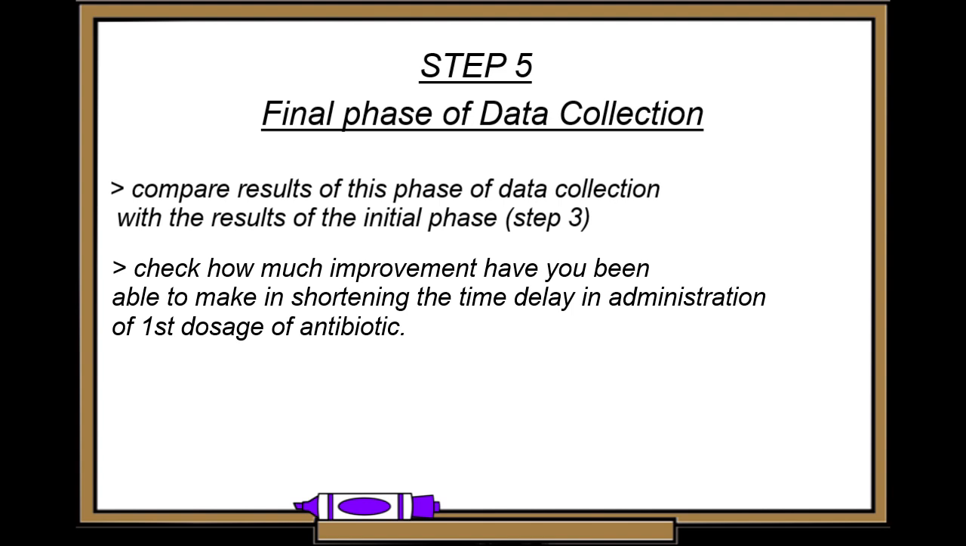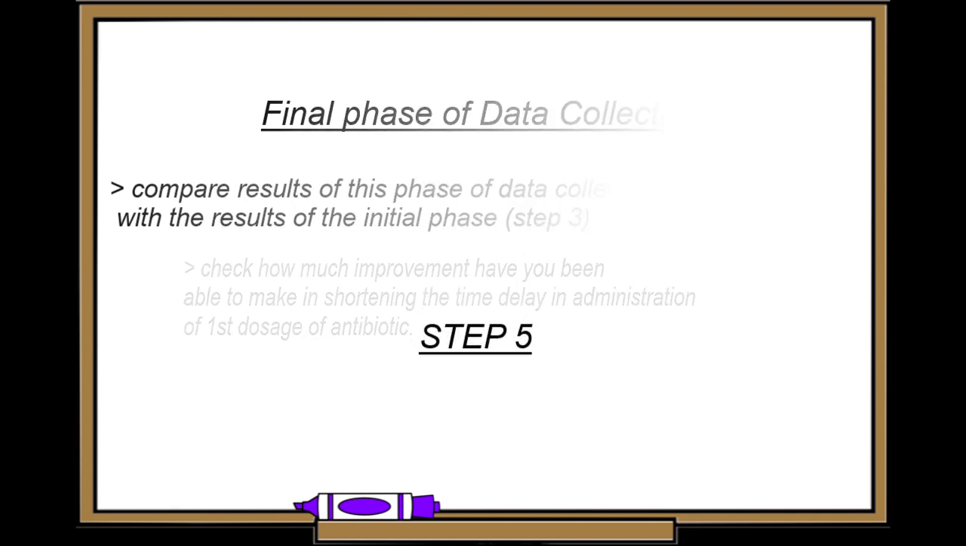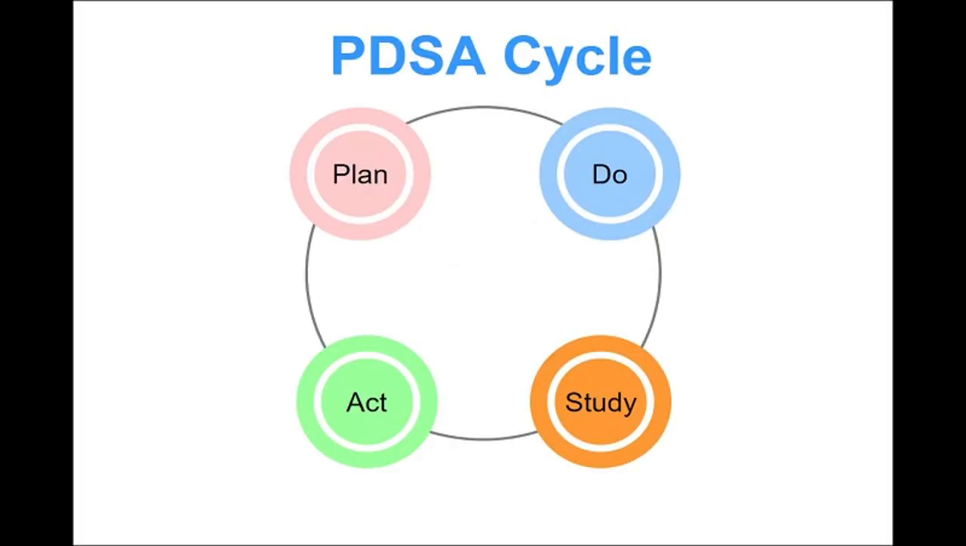And this is how, my friends, you do a clinical audit or a quality improvement project, QIP. To summarize, just follow the PDSA cycle of planning, doing, studying, and action.